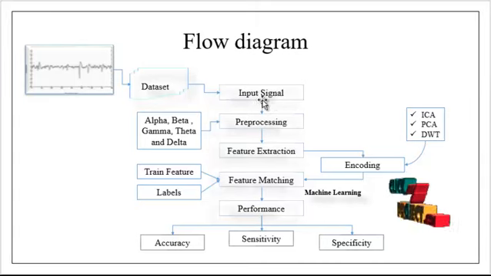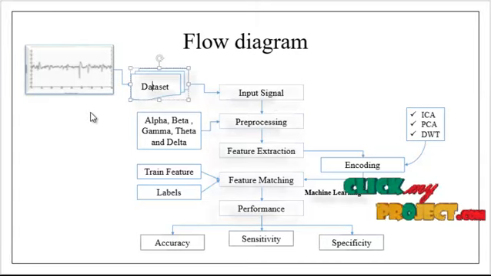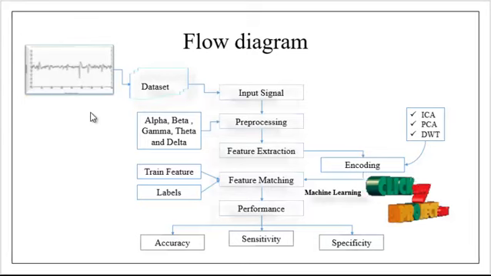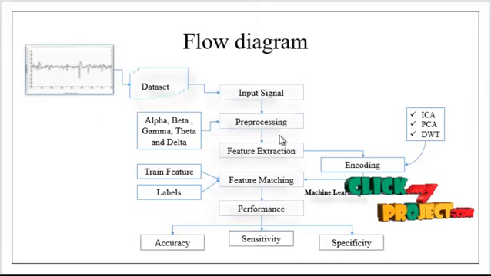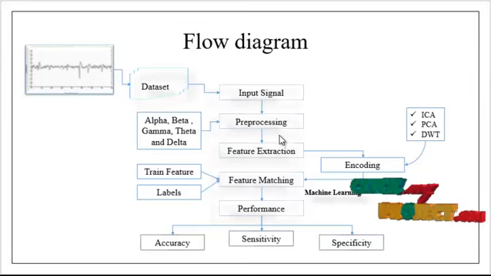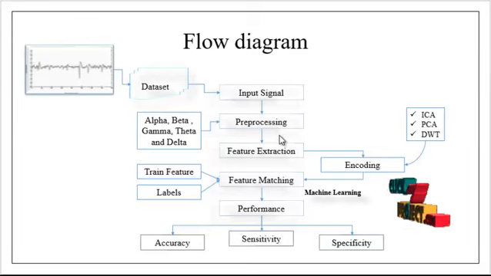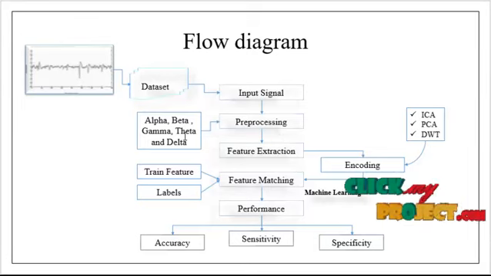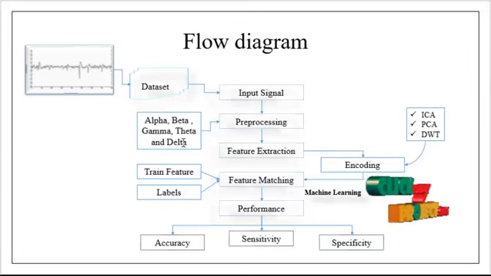At first, the input signal is taken from the dataset. The dataset is the folder which consists of both normal as well as abnormal signals. The user can select any one signal from the dataset. After the selection of the input signal, the pre-processing is carried out. Pre-processing removes the noises present in the signal, and it also decomposes the data into alpha, beta, gamma, theta and delta. These are the subbands present in the EEG signal.